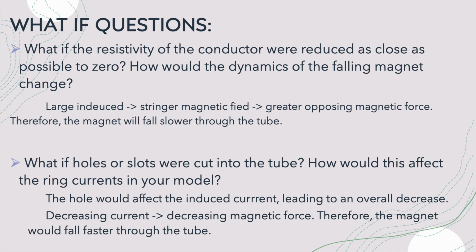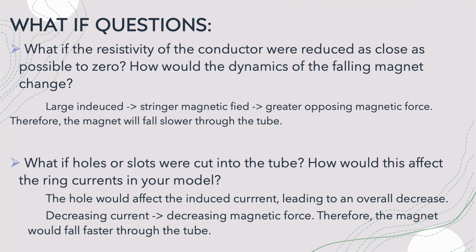Last but not least, we have some what-if questions. What if the resistivity of the conductor were reduced as close as possible to 0? How would the motion of the falling magnet change? Large induced current could lead to a stronger magnetic field, which could lead to a greater opposing magnetic force. Therefore, the magnet will fall slower through the tube.